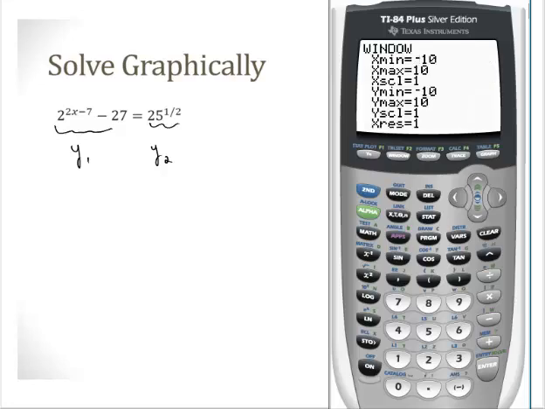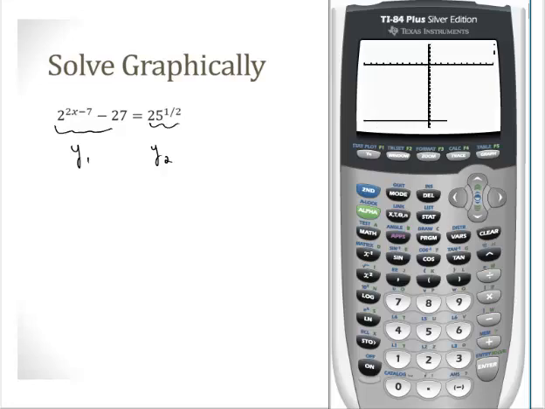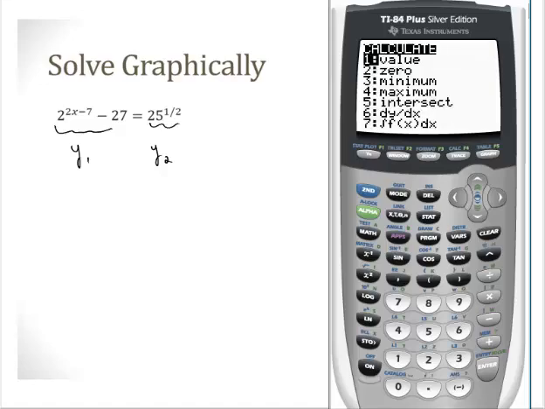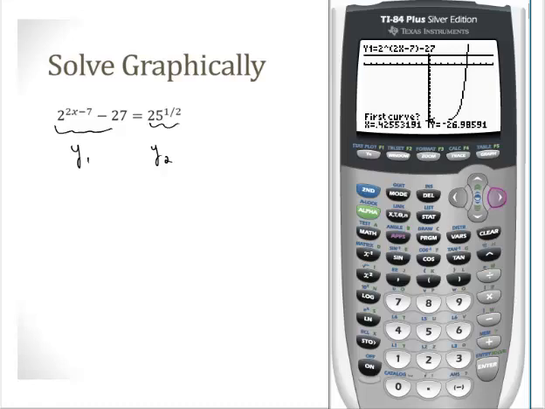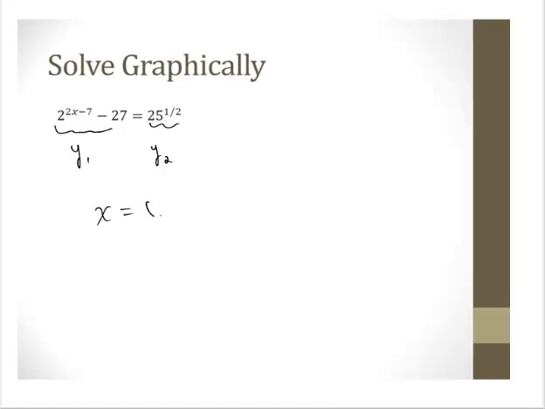So let me change the window. I'm going to adjust the y minimum to negative 30. And let's see if that gives us a better picture. So we see the exponential function and y equals 5, right, 25 to the 1/2. Let's calculate that point of intersection. I'll move my cursor to the right to get close to the point. Too far. Hit enter slowly 3 times. And it's at exactly x equals 6. So the solution of the equation is x equals 6.